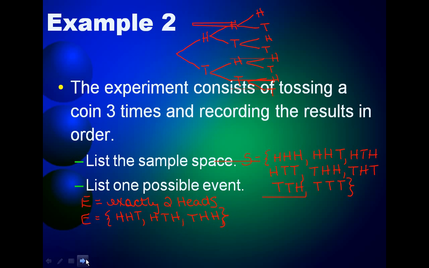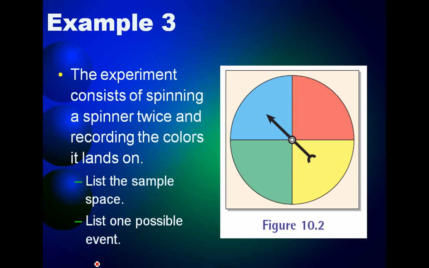So in this case, what we're doing is we're spinning the spinner twice and recording the colors that it lands on. So the sample space could be red, then red again, red, then blue, red, then yellow, red, and green. Or you could land on yellow first, yellow and red, yellow and blue, yellow and yellow, yellow and green. Or you could land on green first, green red, green blue, green yellow, or green green. You can land on blue first, blue red, blue blue, blue yellow, or blue and green. So there's your sample space.